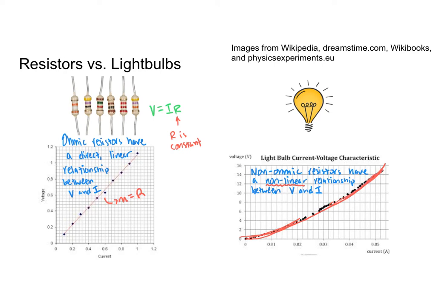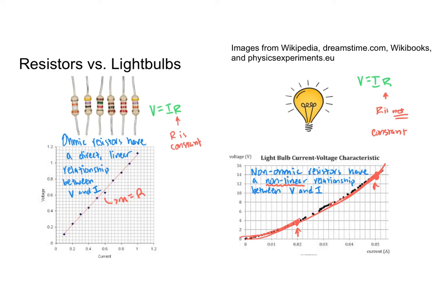So the key thing to know is that V equals IR is still true for our non-ohmic resistors, but the resistance of the resistor is not constant. So what that means is that the resistance of my light bulb at a current of 0.02 amps is different from its resistance at 0.05 amps because the V versus I relationship is different.